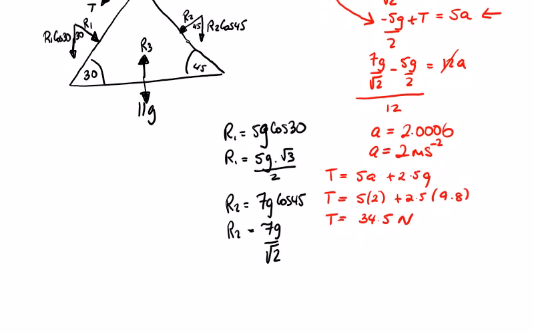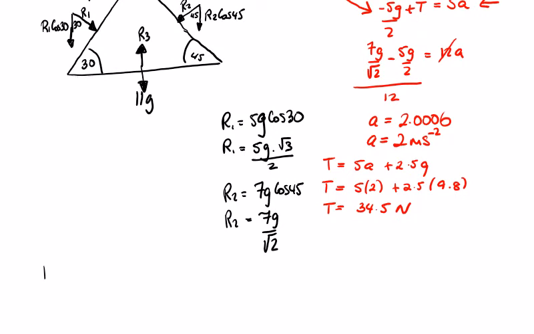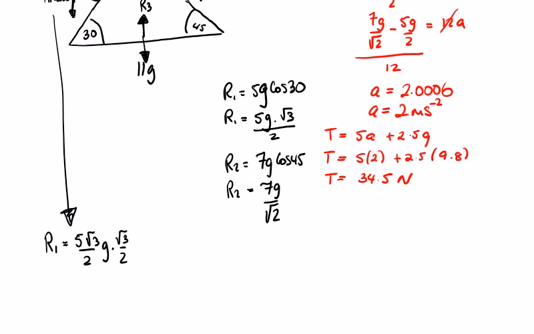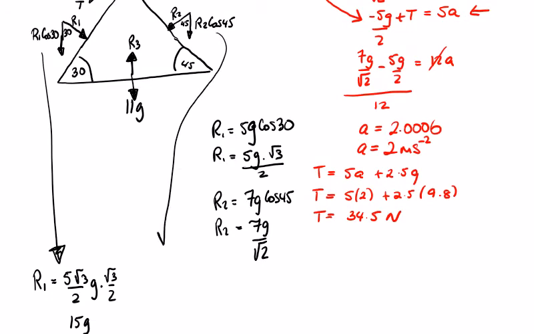So if we bring them down here, R1 becomes 5G times root 3 over 2, times the cos of 30, which is another root 3 over 2. That gives me 5 times 3, which is 15G over 4. R2 becomes 7G over root 2 times 1 over root 2, cos 45. So that's two of them.